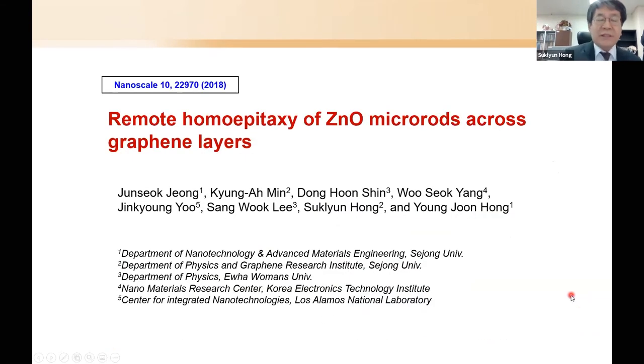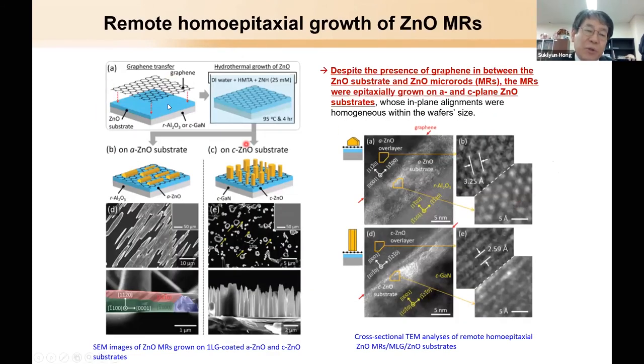And here, this is the result for the remote homoepitaxy of zinc oxide microrods. This figure shows the process of remote homoepitaxy for the zinc oxide microrod growth. And now you can see that despite the presence of graphene in between the substrate and overlayers, the zinc oxide microrod is epitaxially well grown on the graphene surface. And you can see the well-aligned substrate and overlayers in the TEM images. Now this is using A-plane zinc oxide, and this is C-plane zinc oxide. You can see very well-aligned substrate and overlayer formations.